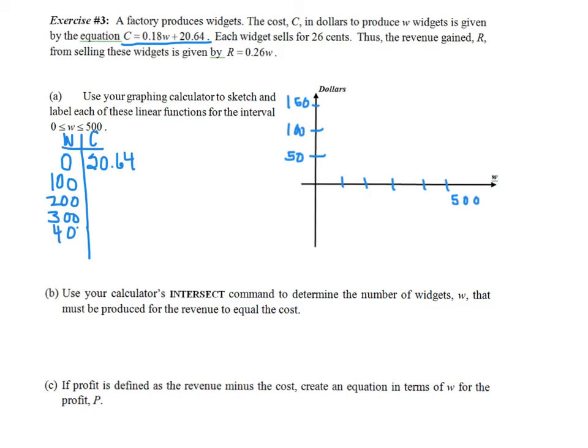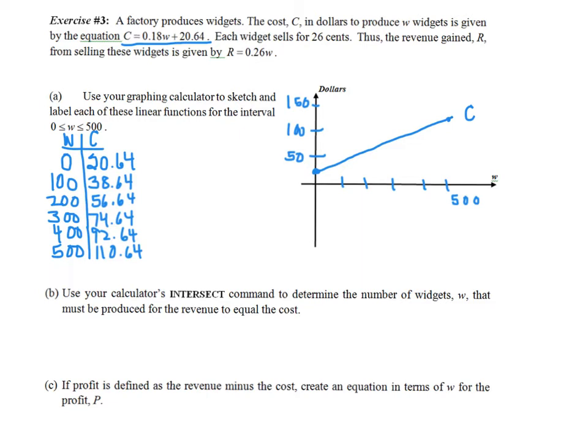So pause the video while you make your table of values. Come back and check with mine. Check your table of values with mine for the number of widgets and the cost to produce those widgets. And then go ahead and plot that function on the axes that's given. Notice that on the w-axis, I've counted over by hundreds all the way up to 500 widgets. And then on the vertical axis, we're counting money, so that's going to be in terms of dollars, and I've gone from 0 up to 150, counting by 50s.